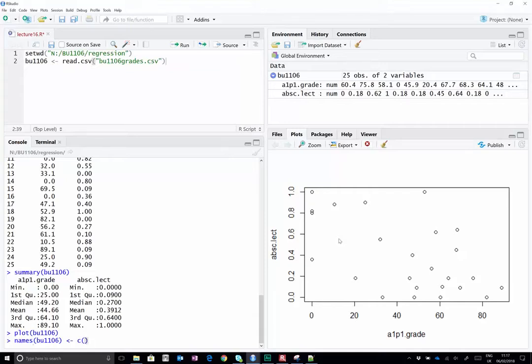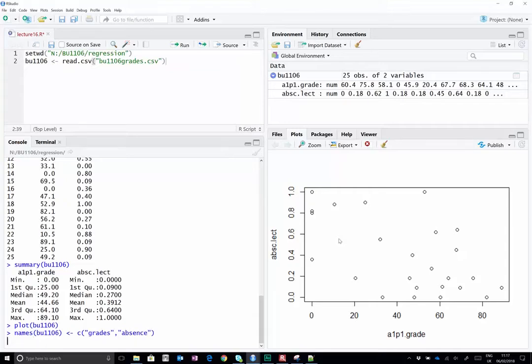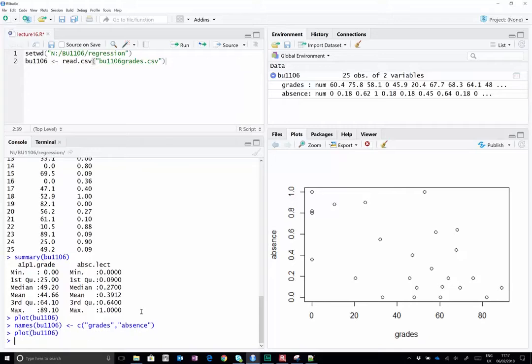Okay, c. So grades, and then we've got absence. Here we are. It still looks the same in the plot, but in our memory it already looks different. So I want to plot it again. I press arrow up twice, and here's our new plot with the new labels.